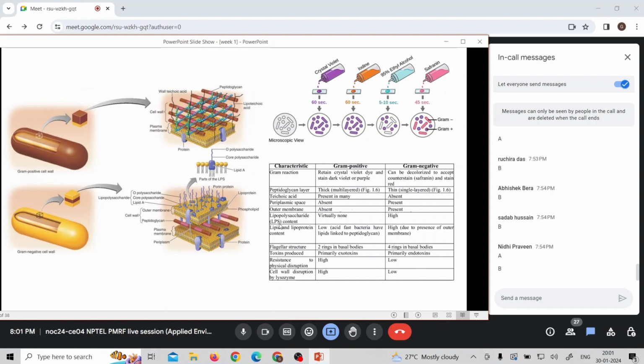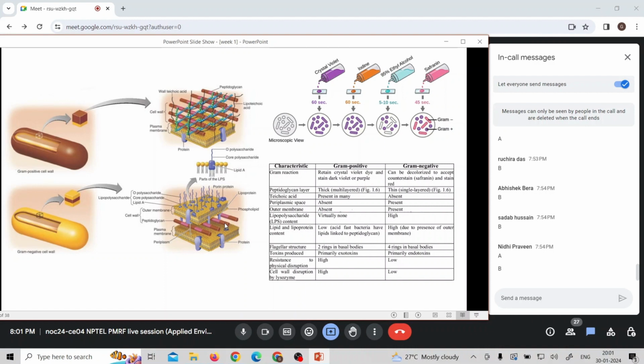Lipopolysaccharides are almost completely absent in the gram positive cells. And these other differences that you can better know for your knowledge is the flagella structure, or when the flagella is going to be attached to a gram positive or a gram negative bacteria, they will have a different arrangement in the cell wall.